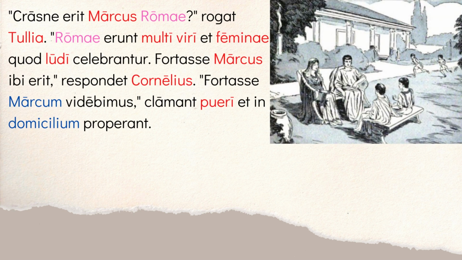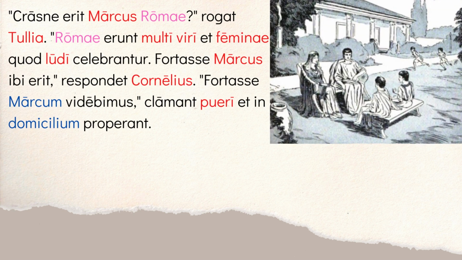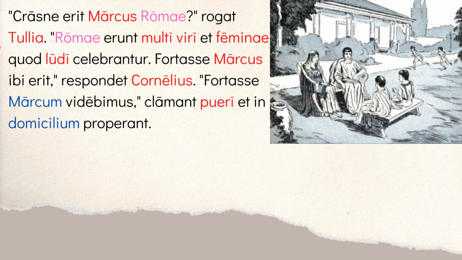Then you continue, you have "Crasne erit Marcus Romae?" rogat Tullia. So the mom Tullia says, tomorrow, right? And the -ne on cras means she's asking a yes or no question where she's really not sure what the answer will be. So she says, tomorrow, will Marcus be? So erit means he will be, and Marcus is your subject. So tomorrow, will Marcus be in Rome? Romae, right? Locative, asked Tullia. So this is their other son. They're saying, is he going to be in Rome?